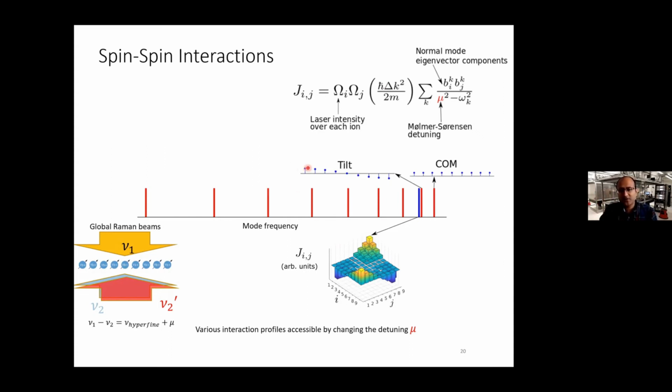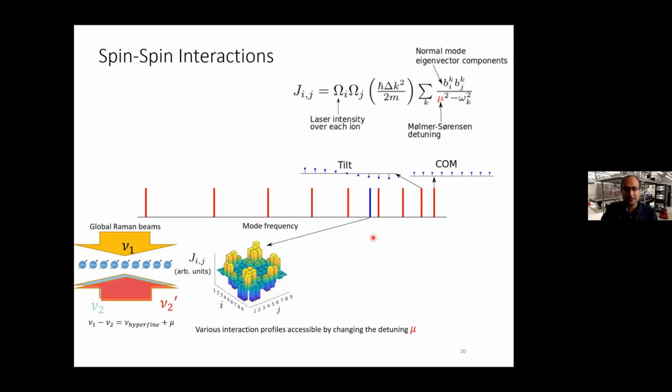For example, the second mode is a tilt mode, where ions that are farthest apart from each other contribute the most to that particular normal mode. And therefore, they interact the strongest. So this is a very strange kind of interaction, but you can have control over the spin-spin interaction.